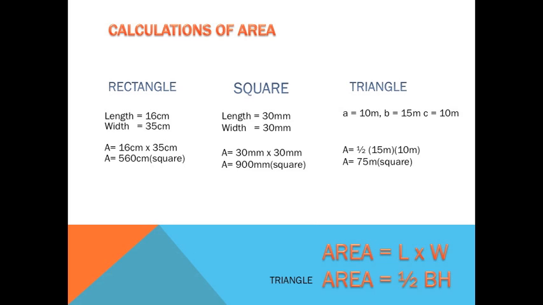So here you see listed A, B, and C. A and C are the sides with the measurement of 10 meters, and the base is B, which equals 15 meters. And you see where I had to multiply 1/2 of the base, which is 15 meters, times the height, which is 10 meters, and I have come down to the area equaling 75 meters squared.